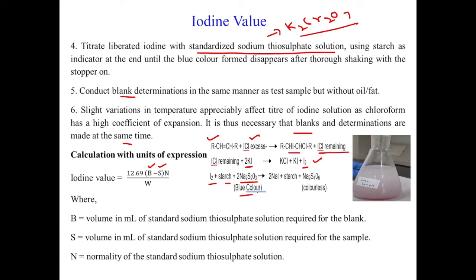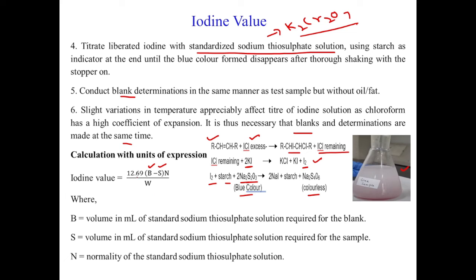And we will see that at the end the blue color will change to colorless, as shown in this picture, and there will be a rose-petal-like color which appears at the bottom. Otherwise at the top it will be colorless, and this will be the end point, and whatever titer value you get. For the blank it will be higher, and for the sample it will be lower, and then the normality which you have taken, 0.1, and the weight of the sample taken, 0.4 to 0.45 gram.